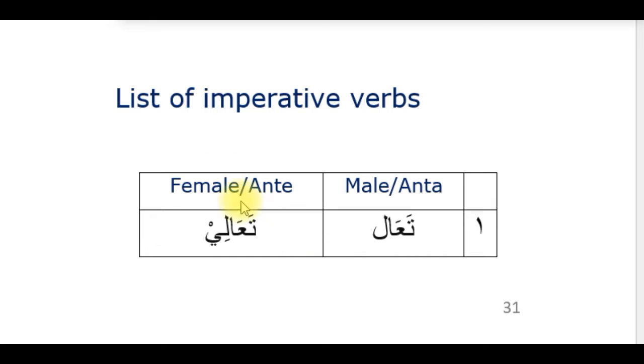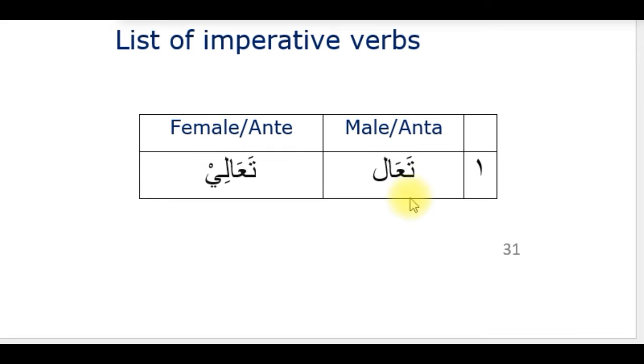Let's look at a list of imperative verbs. The first column is anta, when speaking to a male. The second column is ante, when speaking to a female. Column 1, row 1. تعال, come here. تعال. تعالي.